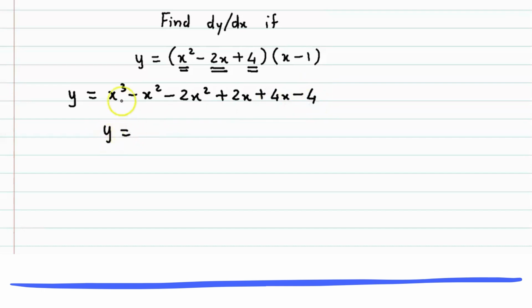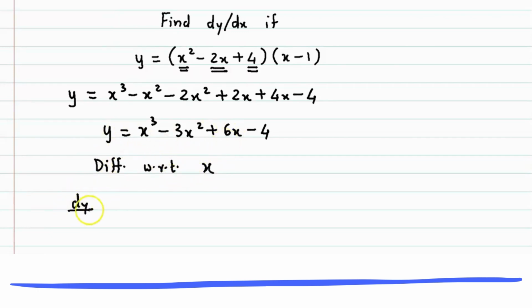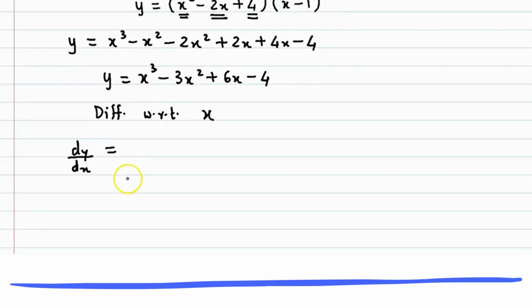So we have y is equal to the first term x³, −x² − 2x² is −3x², 2x + 4x is 6x, and we have −4 over here. And now we could easily differentiate with respect to x. So differentiating with respect to x, we have dy by dx is equal to, now here we could take the derivatives of the individual terms applying the addition and subtraction rule.